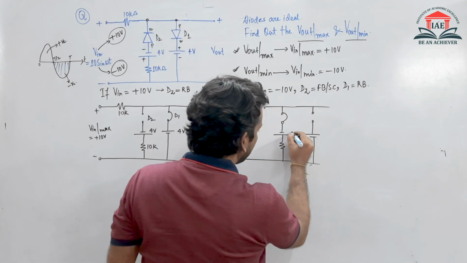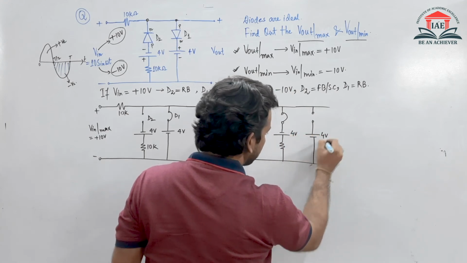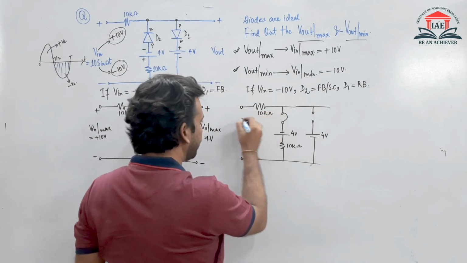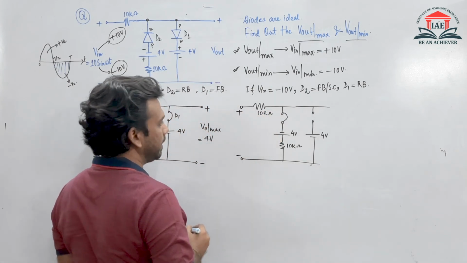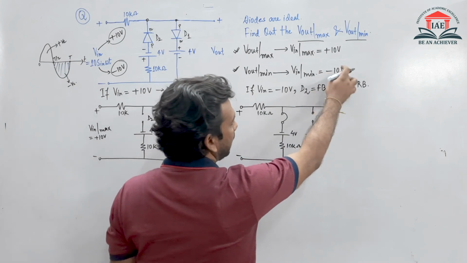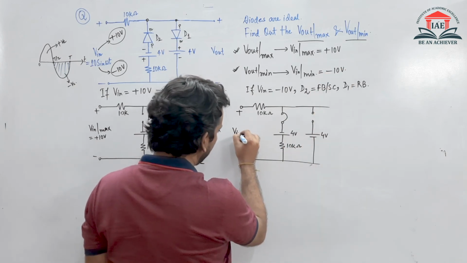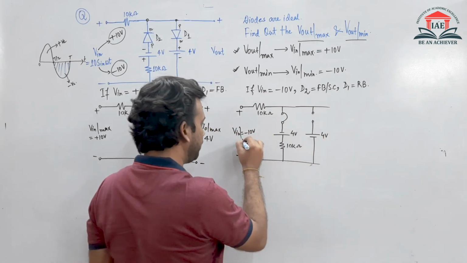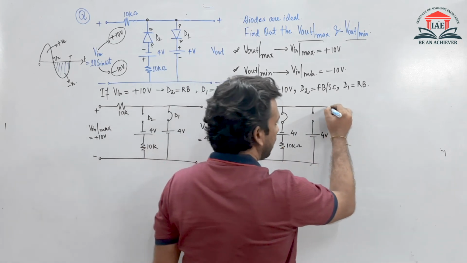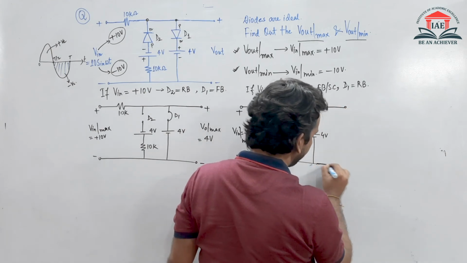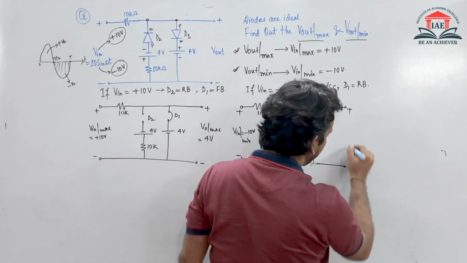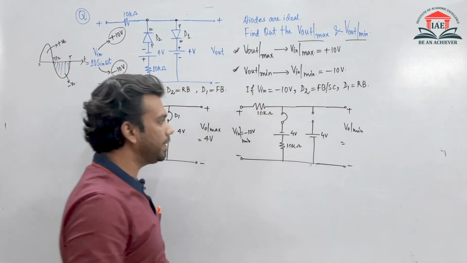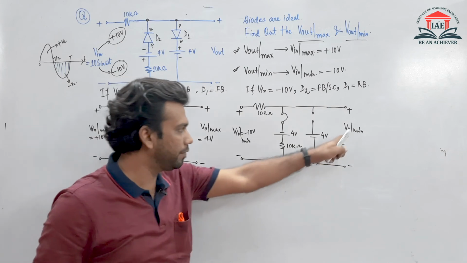Now this was also 4 volt, this was 10 kilo ohm, this was also 10 kilo ohm, and आपका जो इनपुट वोल्टेज अभी है ये इनपुट वोल्टेज आपका -10 है. सो इनपुट वोल्टेज आपका -10 वोल्ट है और this is the input voltage minimum value also, so आपका आउटपुट वोल्टेज भी मिनिमम ही आएगा. So now if you want to find this V output minimum, so what will be the V output minimum?